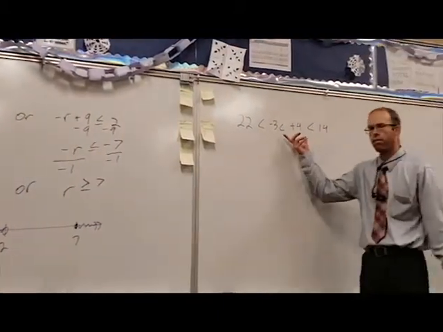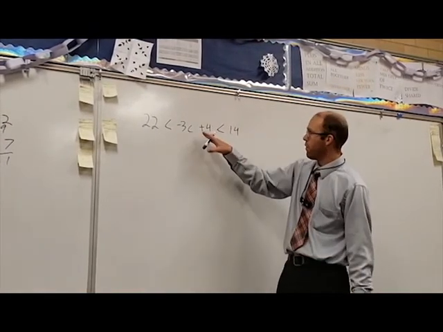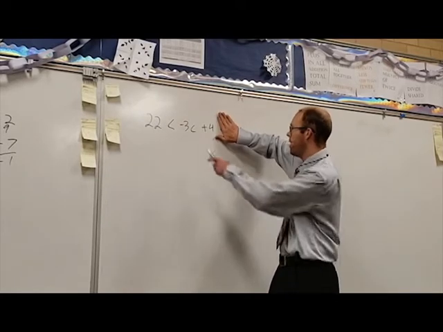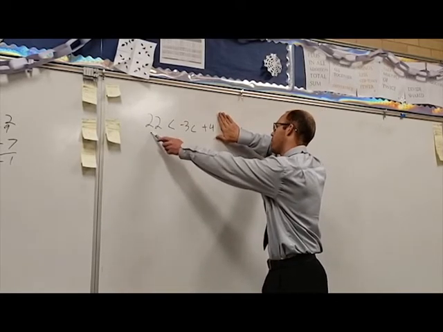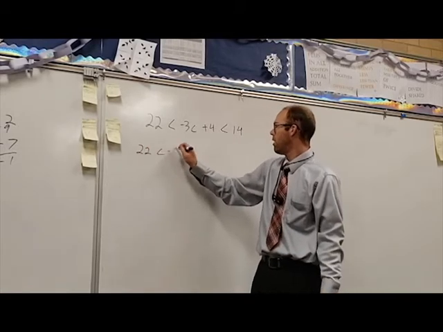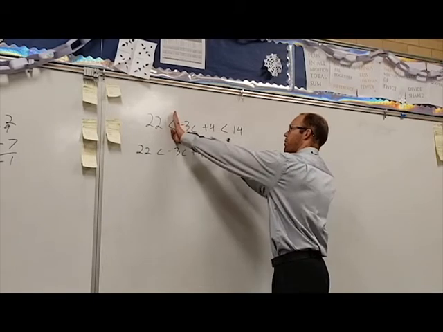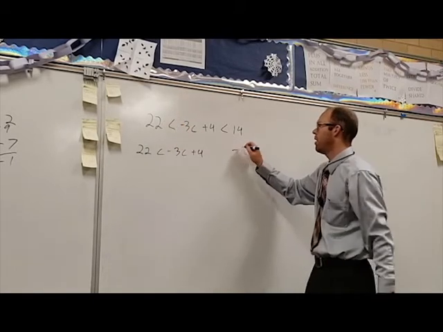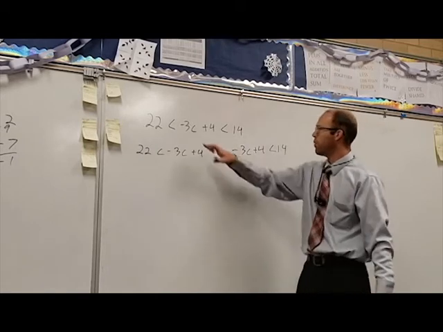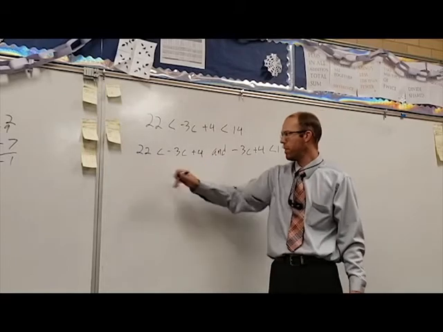Again, you notice that we have this two inequality situation where they're combined into one. So for this, we're going to separate them out. We're going to ignore this inequality. So we have negative 20 or positive 22 is less than negative 3c plus 4. Then we're going to ignore that one. So we have negative 3c plus 4 is less than 14. And the word that connects these two is and. So let's go ahead and solve these.